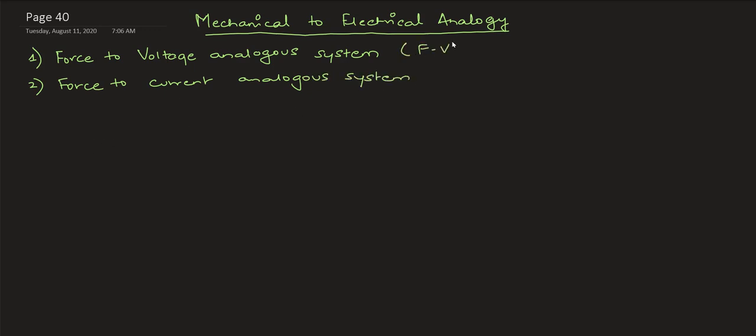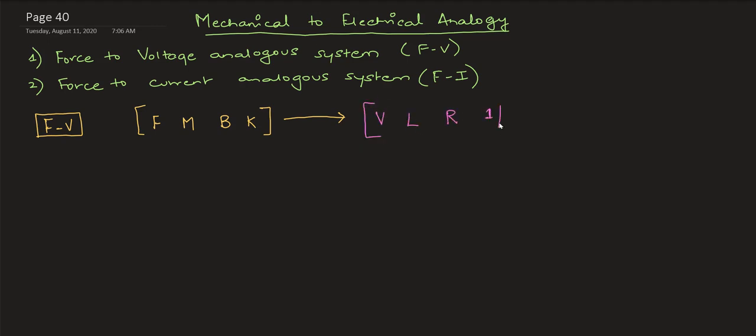So now we will close this class with a small descriptive statement on force to electrical analogy. When I say force to electrical, I mean a mechanical system to an electrical system. And in this we have two categories, which are force to voltage and force to current. And what do these mean? So what do you need for these systems?